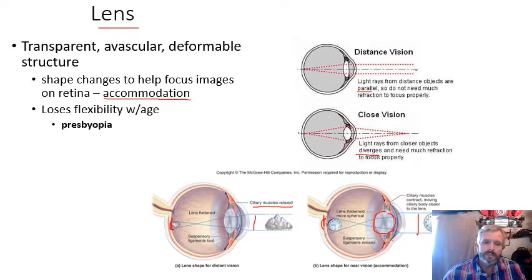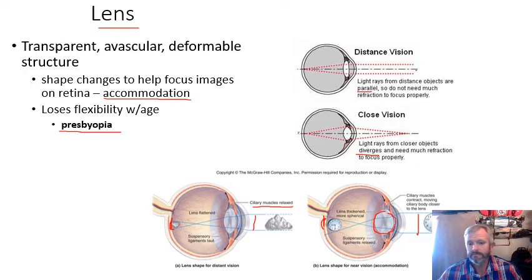The problem is when you get old like your professor, what happens? Do you think this lens is as elastic? No. Things get old and crusty, as my kids like to call me now, but the lens isn't as elastic, so it won't bounce back into as round a shape, and I can't bend it as much. What happens? I lose my close-up vision. So that's what's happening with presbyopia.